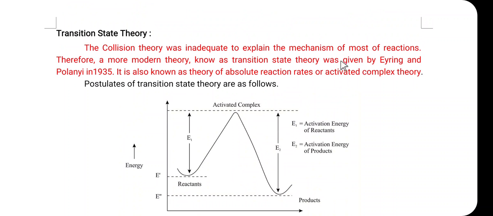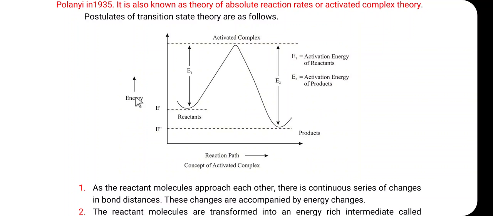There are certain postulates for the transition state theory. First, let us discuss the graph of energy versus reaction path, just to understand the concept of the activated complex. These are the reactants. First, the reactants are converted into the activated complex, then the activated complex decomposes into the products. E1 is the energy of activation for the reactants, and E2 is the energy of activation for the products. The reactants first acquire a certain amount of energy, called the activation energy, then move from the ground state to the excited state, forming the activated complex, and finally the activated complex decomposes into the products. This is the concept of the activated complex.